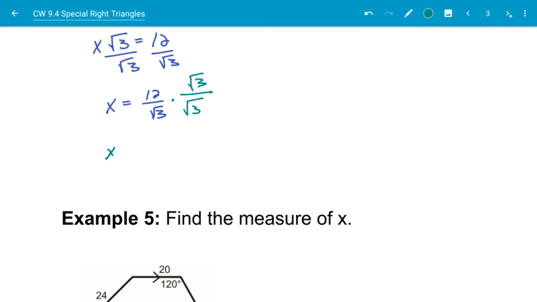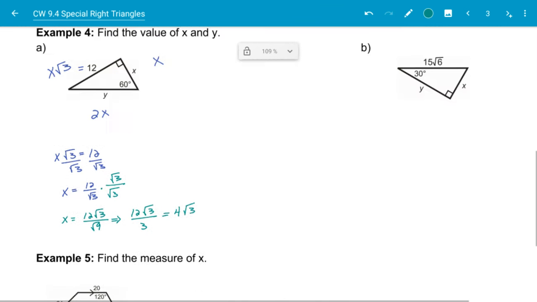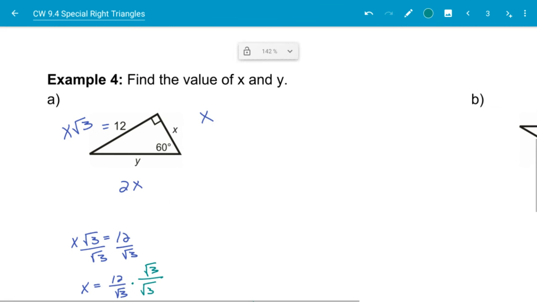But anyways, what that does for us is that I get 12 square root of 3 divided by the square root of 9. And the square root of 9 is 3. And then I can say 12 divided by 3 is 4 square root of 3. So then x would be equal to 4 square root of 3.